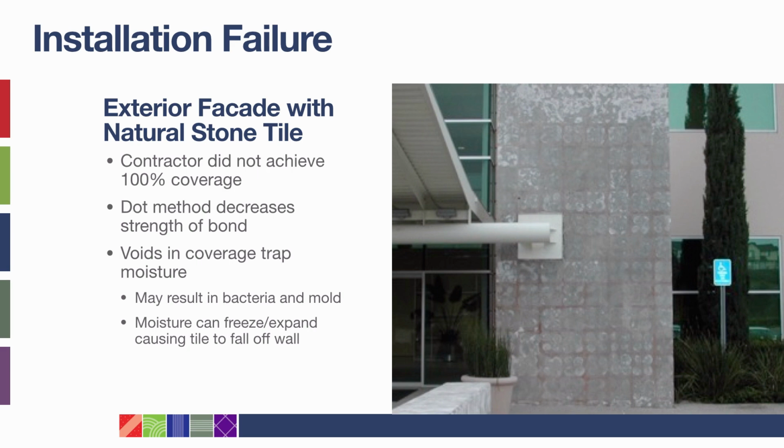With the tile removed from this facade, you can see that adhesive was applied using the dot method, an error that has resulted in the complete removal and reinstallation of tile. To avoid costly repairs and renovations, it is important to achieve 100% coverage during initial installation. Again, substrate variation, bonding material, trowel selection, and troweling technique are all critical factors to consider to achieve proper coverage.